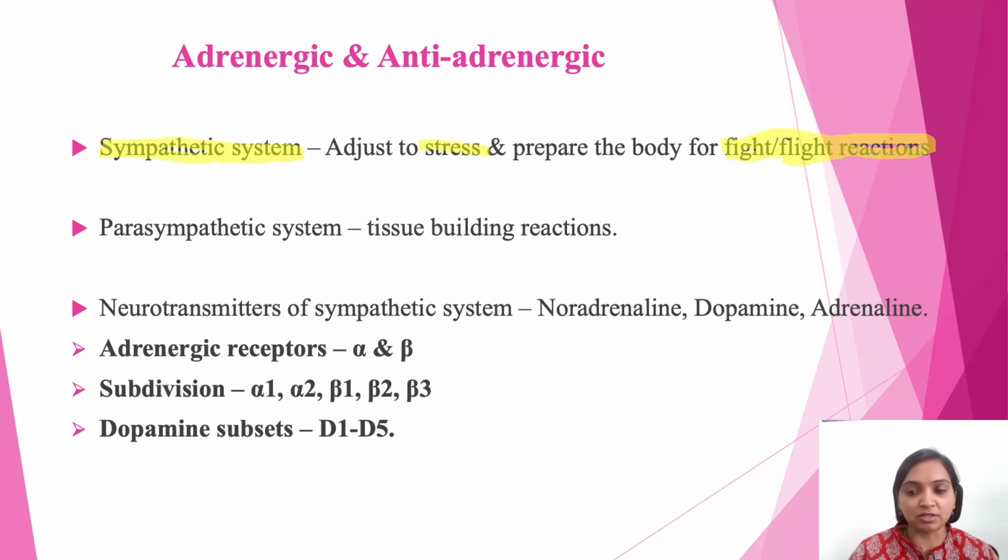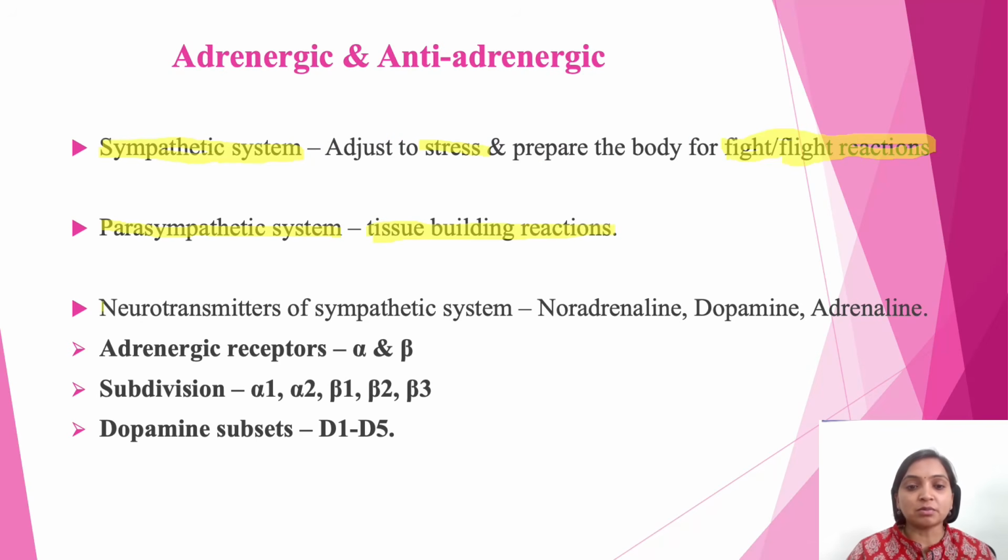In case of emergency, tachycardia and increase in the heart rate occur, and your glucose levels will increase through gluconeogenesis. All these will happen during this sympathetic activation. Parasympathetic is mainly tissue building, or rest processes, where there will be storing of urine and like those reactions, or those things which are to be done calmly, all done by the parasympathetic system.